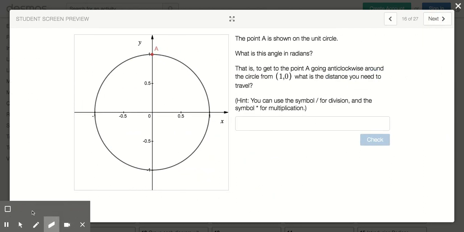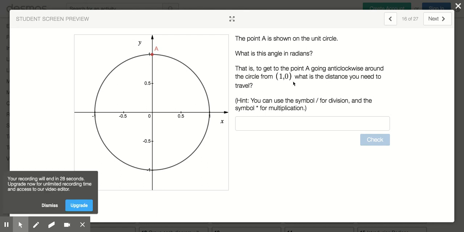How do I clear this? Okay, cool. All right, so this point is shown on the unit circle. What is this angle in radians? I want you guys to think about that for a second. We know that the total is 2 pi. What do you think half of that would be? If you said 1 pi or pi, you are correct. Now, to go from 1 pi to here, what would we have to do? And we're going to continue this in the next video.